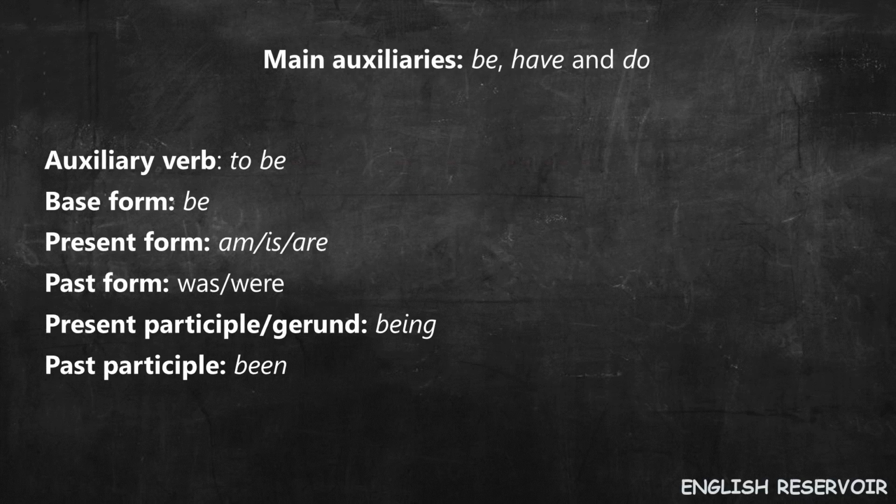Main auxiliaries: be, have, and do. Auxiliary verb to be. Base form: be. Present form: am, is, are. Past form: was, were. Present participle or gerund: being. Past participle: been. To be.